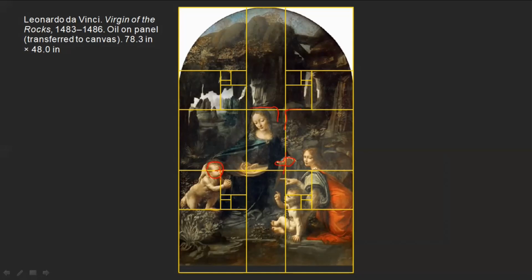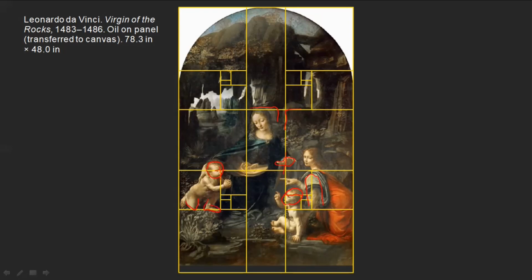Here with the angel that is supporting, I think that's supposed to be St. John, the angel's arm lies on top of this proportion break, and the head of John here is bisected by this proportion break. Christ rests here on this proportion break.